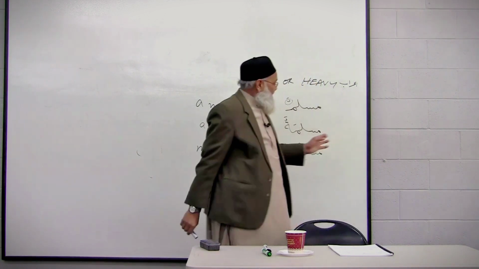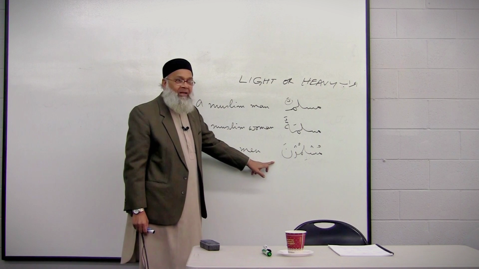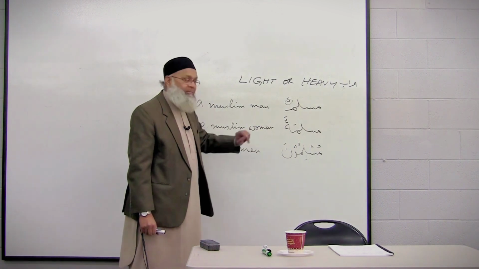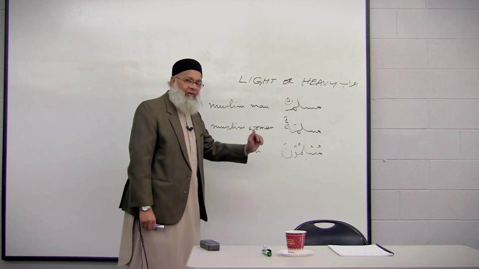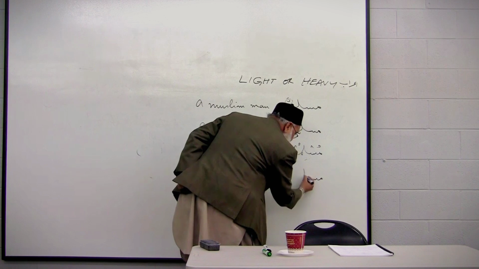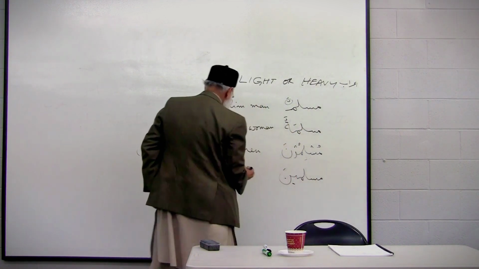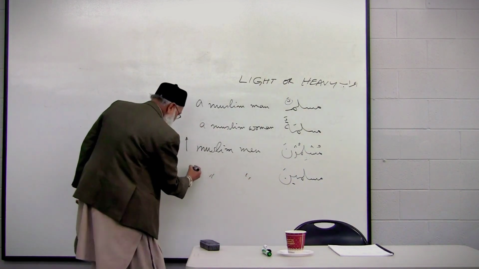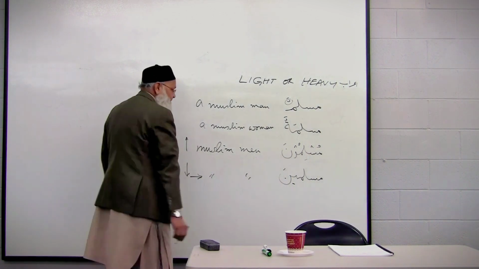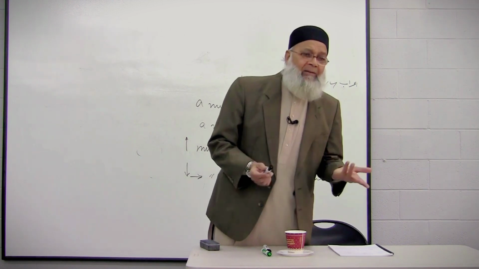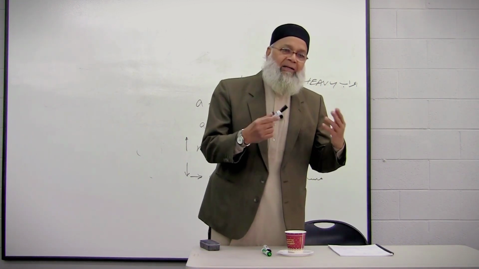Understand my point? Same is the case here. Muslimuna, Muslim men, in rafa form. And Muslimina, this was rafa form, and Muslimina is again Muslim men, but in both nasab and jar form. Yes? What about Muslim women? Muslimatan, two women. Muslimatun, Muslimatin.